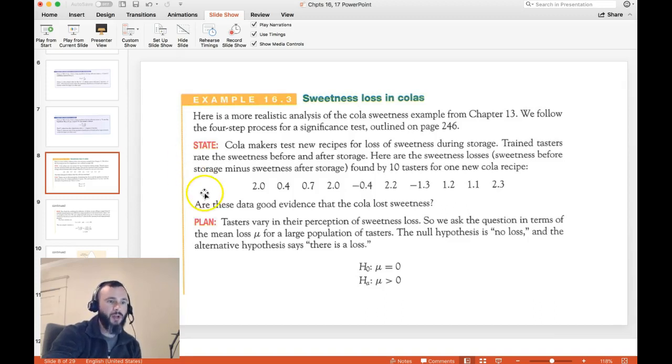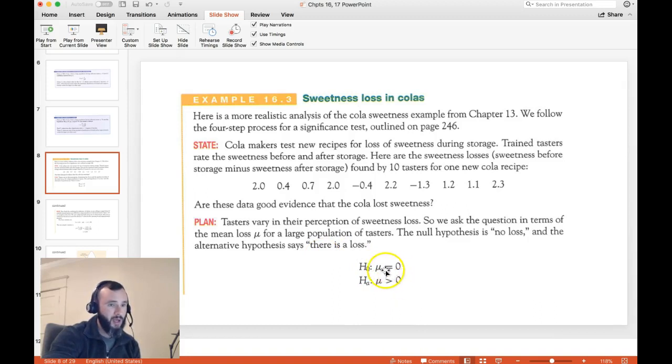Okay? So here are the 10 tasters. So we have n of 10 tasters, and here are the differences in the cola's sweetness. Are these data good evidence that the cola lost sweetness? So let's plan our solution. Tasters vary in their perception of sweetness loss. So we ask the question in terms of the mean loss, mu, for a large population of testers. The null hypothesis is no loss, and the alternative hypothesis is to say that there is a loss. So if there is a loss, then the mean loss is greater than 0.